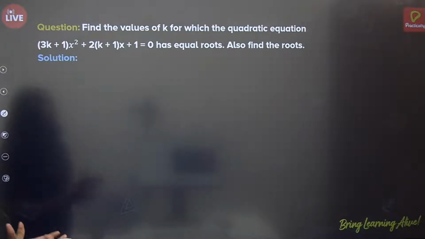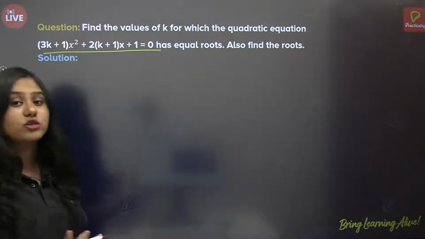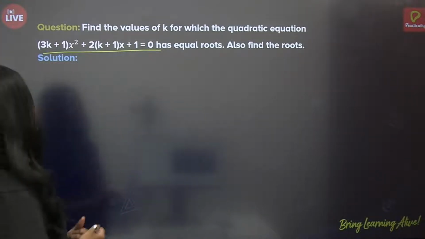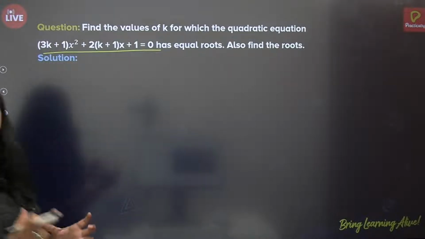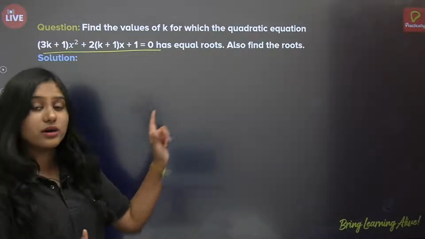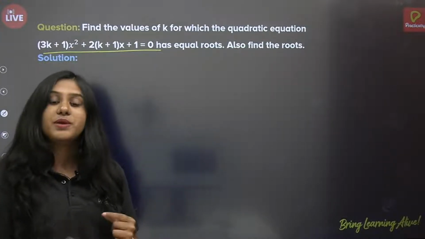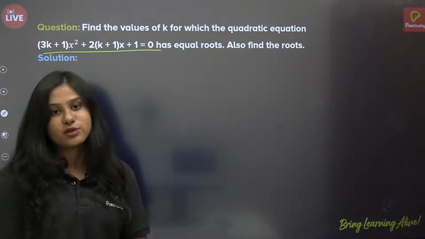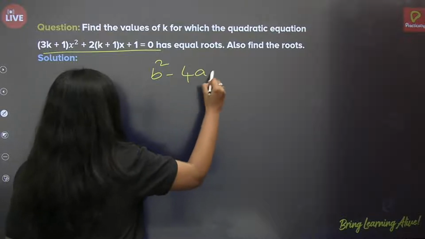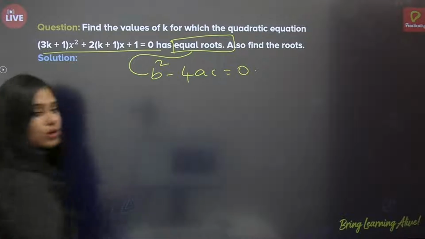Find the values of k for which the quadratic equation has equal roots. Also find the roots. Okay. This is an interesting problem. Let us do it. So, what is the condition such that the equation will have real and equal roots? Discriminant equals to 0. That is b square minus 4ac equals to 0. Correct? So, let us apply it. b square minus 4ac equals to 0. Why? Because it is given that we have equal roots.